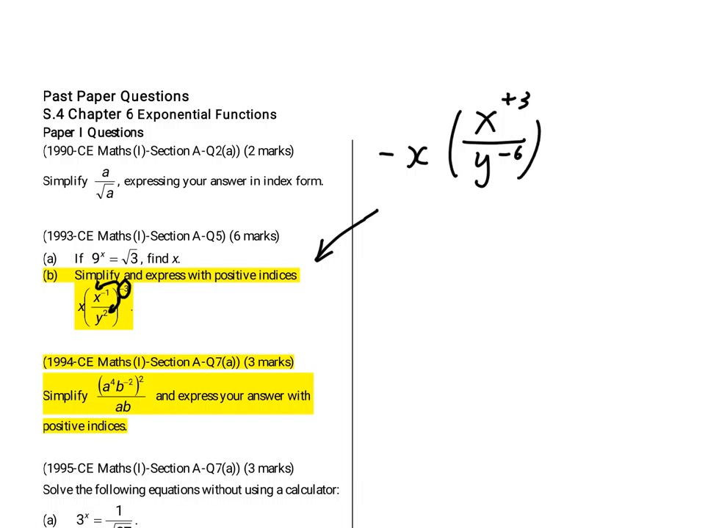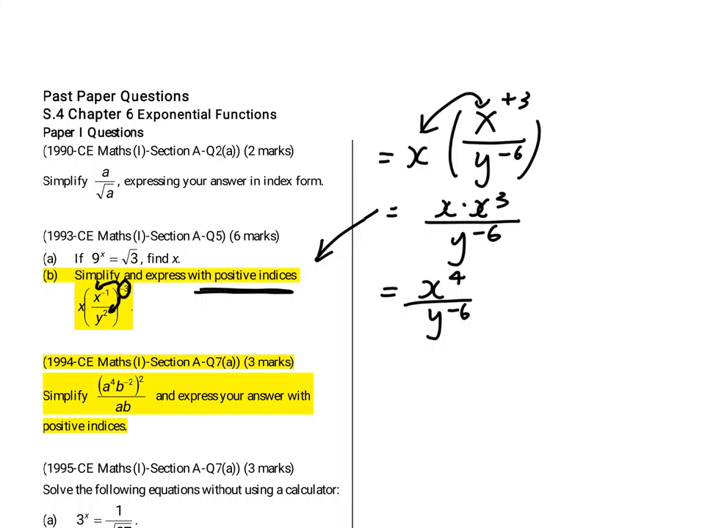And then this one would be x. I put it here, so it would be x cubed. This one, the bracket means multiplication, and then divided by y to the power negative 6, so it would be y to the power 4 over y to the power negative 6. And be careful that the final answer should be with the positive index, and you can see that y is in the negative index, so you have to put it in the numerator, so it'd be y to the power 6. So this one would be the final answer.